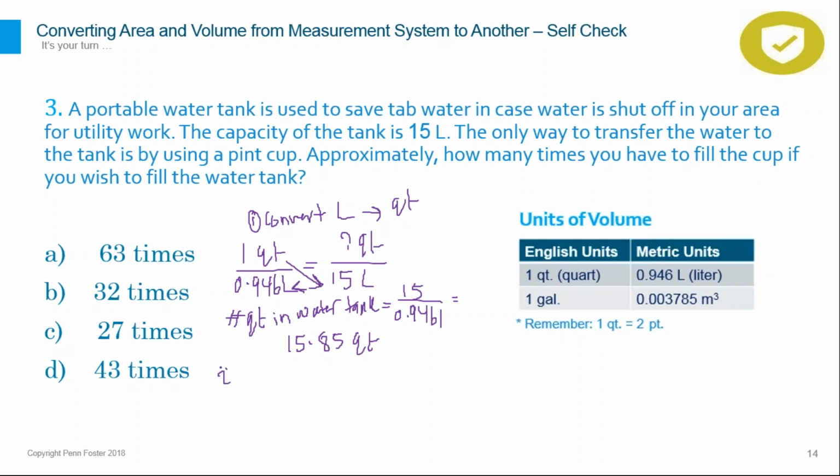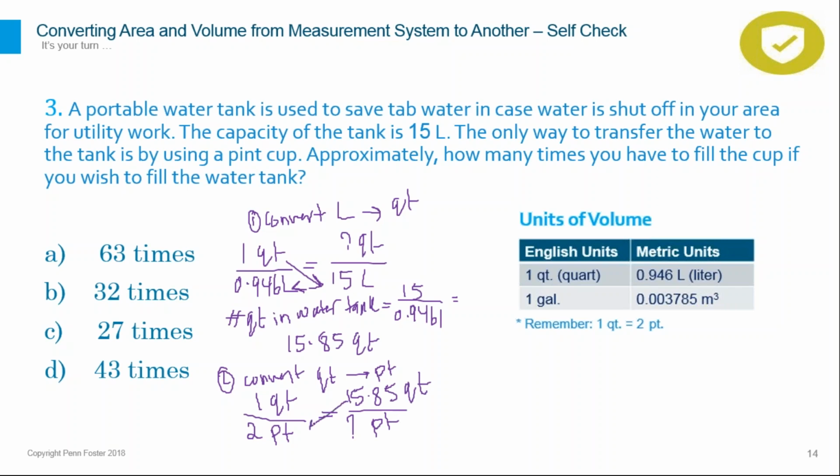So step 2, convert quarts to pints. So a proportion equals 2. I know that 1 quart equals 2 pints. Then how many pints would there be in 15.85 quarts? And that would be the unknown, how many pints.